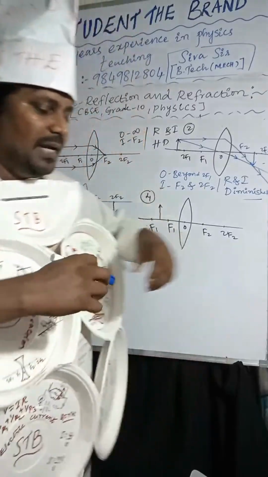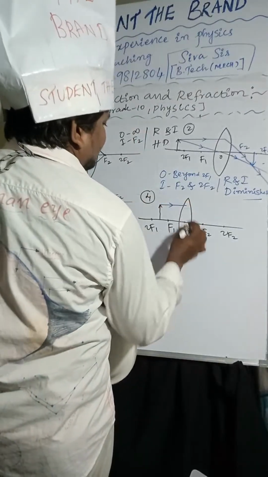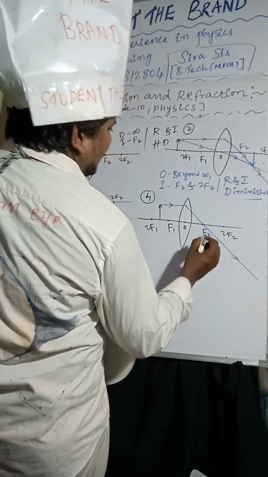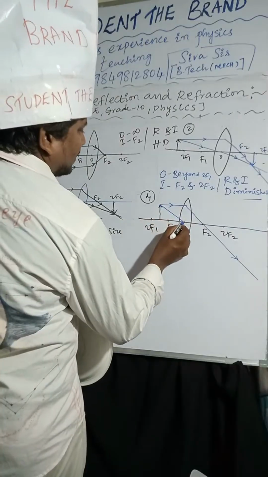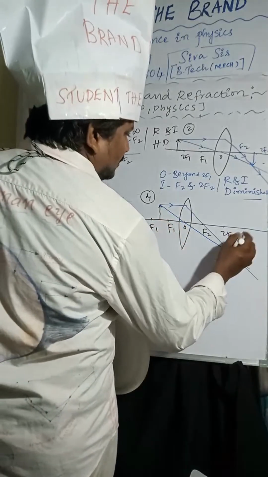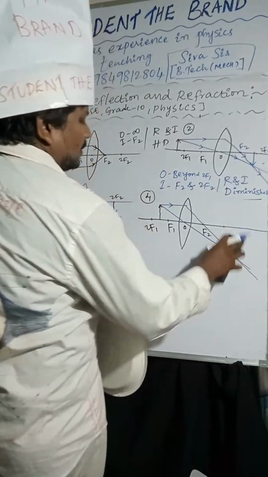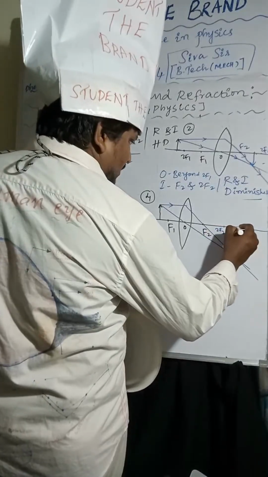One light ray I am taking here. So after refraction it passes through the focus. Another light ray I am taking here, it passes through the optic center. Those will meet beyond 2F2. So the image will form here, beyond 2F2.